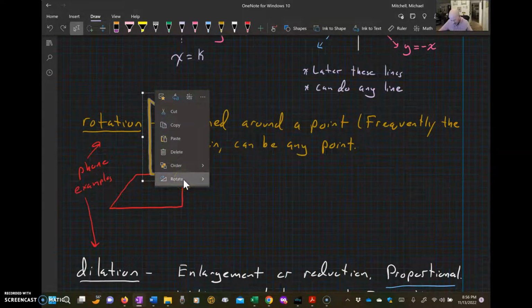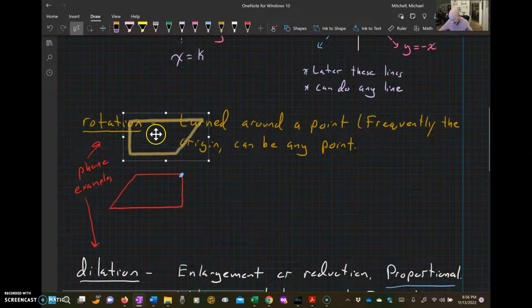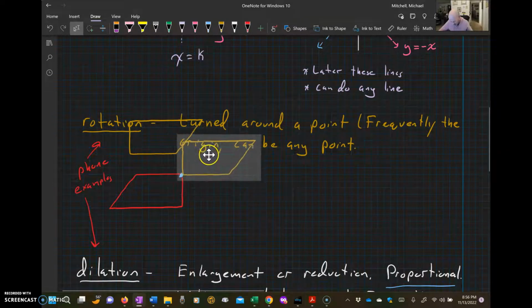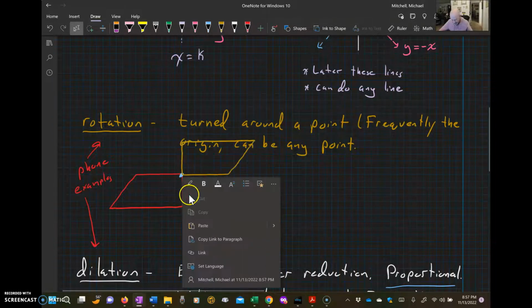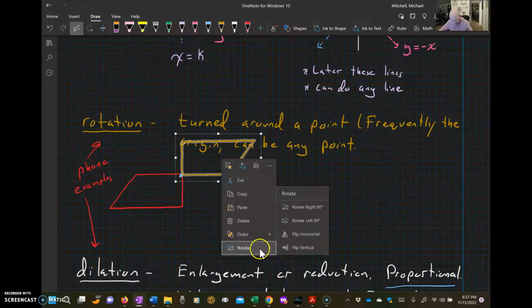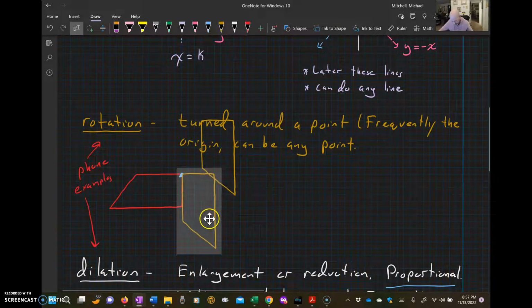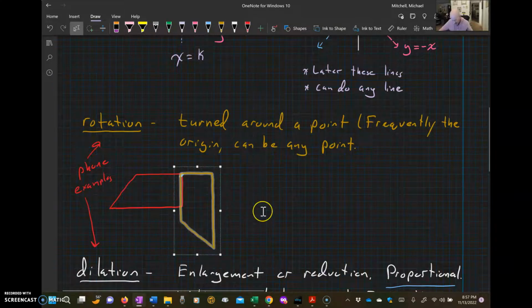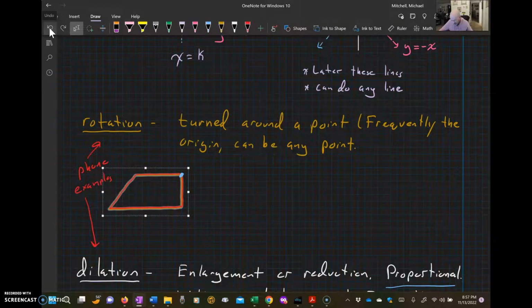Another 90 degrees. I've got to get my point to line up right there. That's gone 180 degrees. I could get it to rotate again. Line up that point that's supposed to be pinned down. That's 270 degrees. And if I go another 90 degrees, it'll be right back on top of itself again. Back where we started.